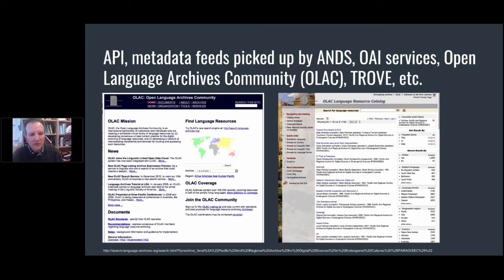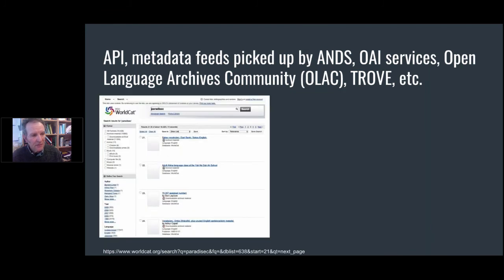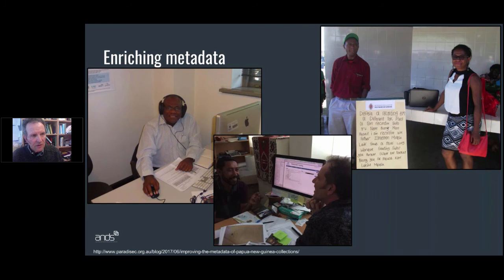What's in any archive in the world in their harvested system? This is the Virtual Language Observatory, which is a European service funded by CLARIN in Europe. They also take our feed, and you can see that you can search our collection through that service as well. And WorldCat, the international catalogue of all libraries, also takes our feed. So that's sort of on the big picture side of it and international search engines.